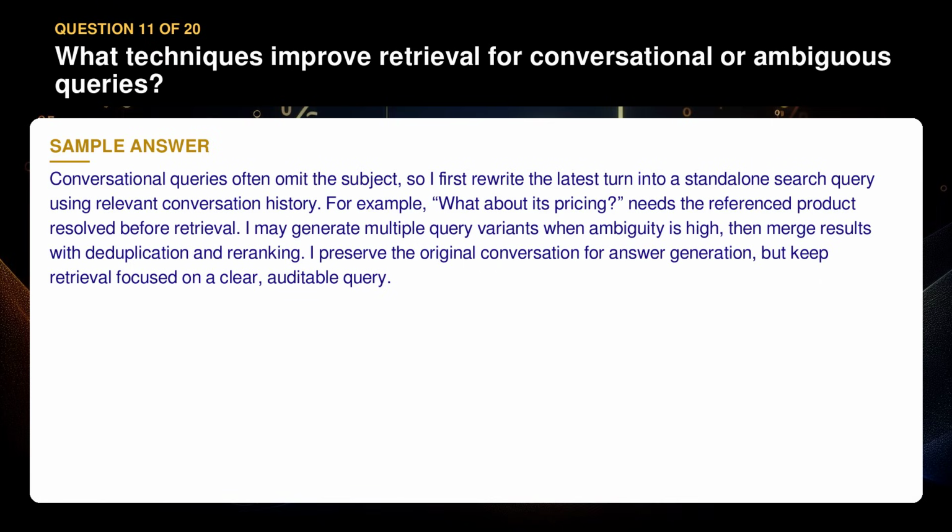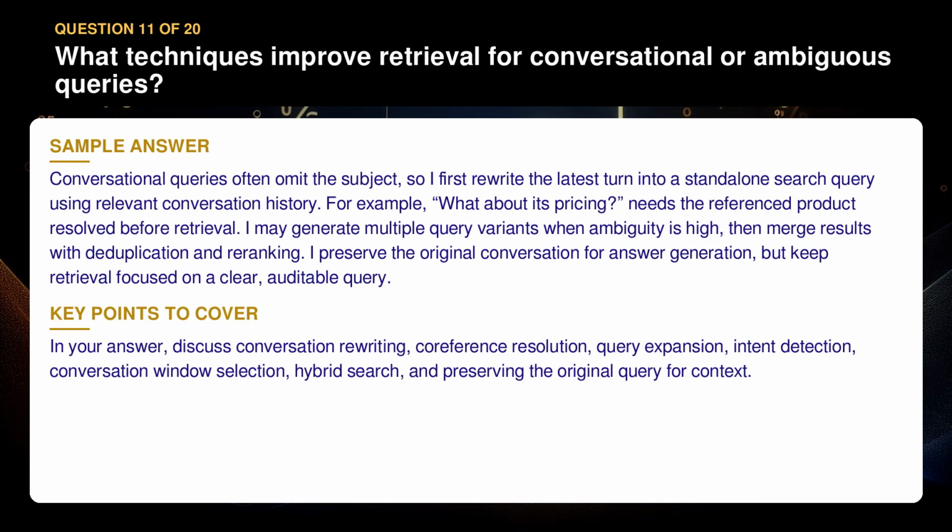I may generate multiple query variants when ambiguity is high, then merge results with deduplication and reranking. I preserve the original conversation for answer generation, but keep retrieval focused on a clear, auditable query. In your answer, discuss conversation rewriting, coreference resolution, query expansion, intent detection, conversation window selection, hybrid search, and preserving the original query for context.